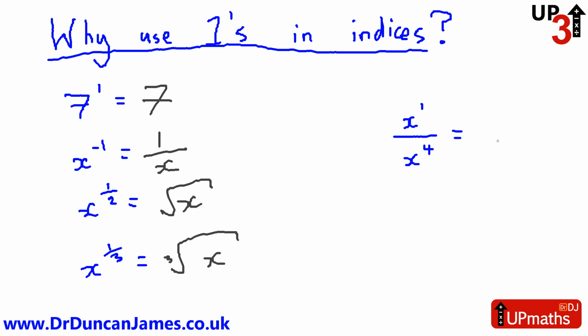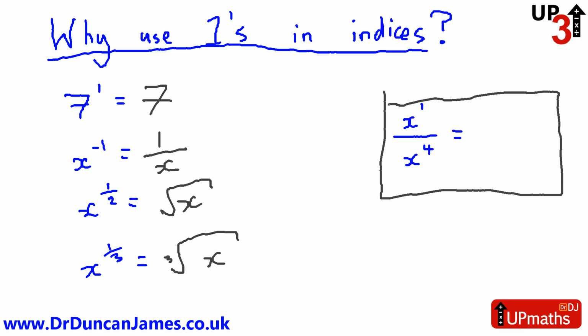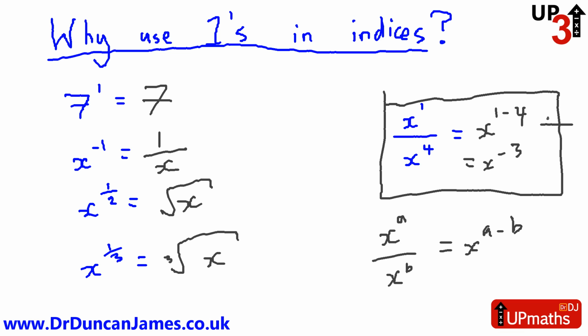Another way that 1 is useful, depends on how you do it, but if you think of it as x to the a divided by x to the b equals x to the a minus b, then it kind of helps maybe to just put a 1 there, even though you don't need it, because then you know it's x to the 1 minus 4, which is x to the minus 3. By the way, I'd always encourage doing that line of working before writing the final answer. Helps stop silly mistakes.